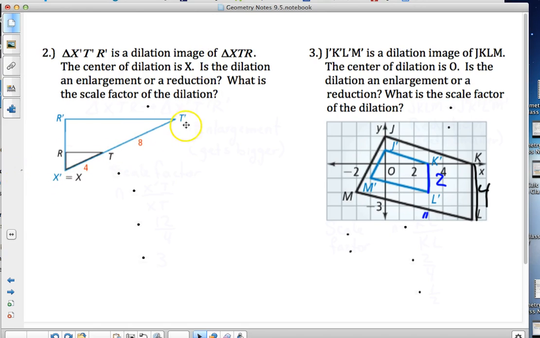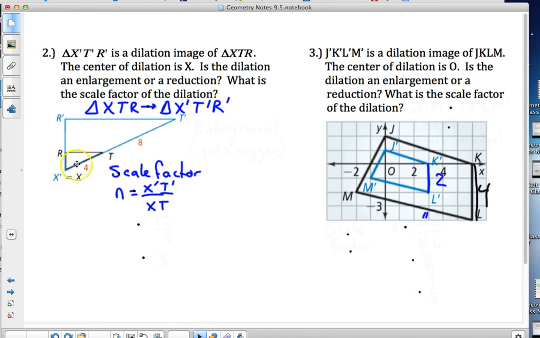So I went and blew it up with a size change, and the center of size change is around x and x prime. So I'm going from XTR to x prime, t prime, r prime. How far apart is x to t? It's 4. How far is x prime to t prime? It's not just 8, it's 4 plus 8, which is 12. So I'm setting this up for my scale factor. I've got x prime to t prime on top and xt on the bottom. So I've got 12 to 4, it's 3 times bigger. It's an enlargement, it gets bigger, and that's how I make the decision.